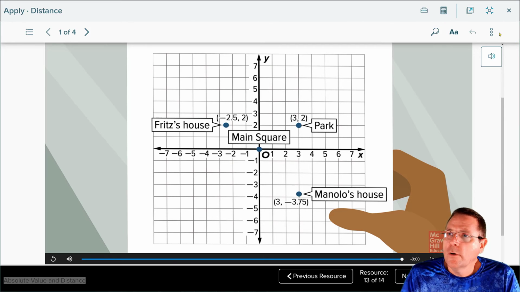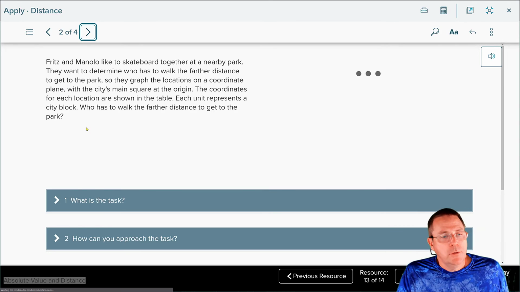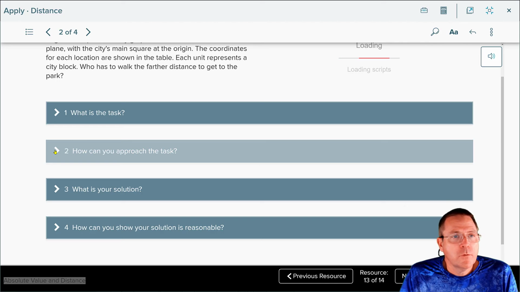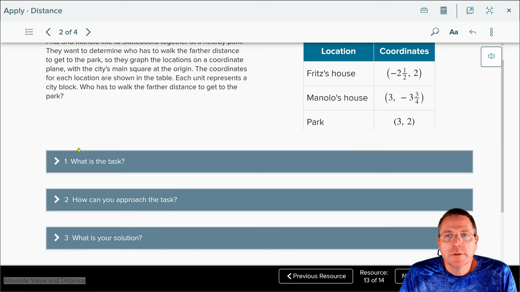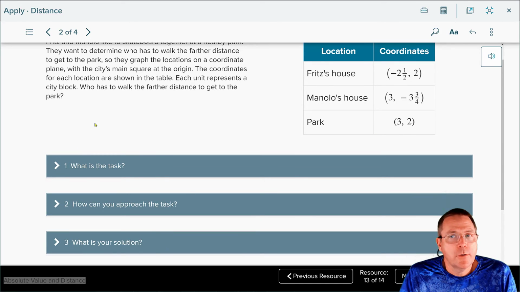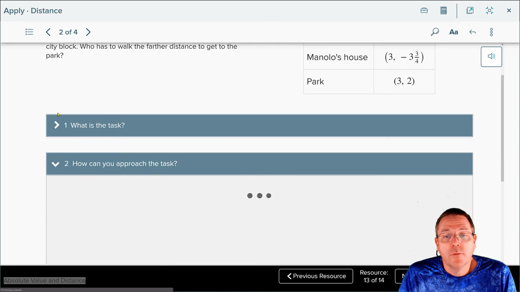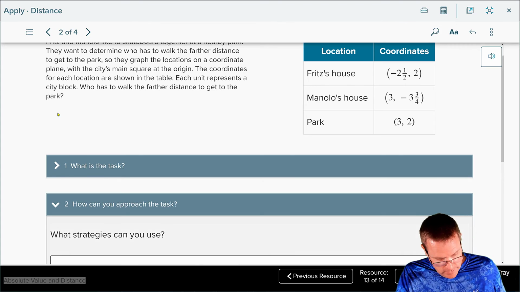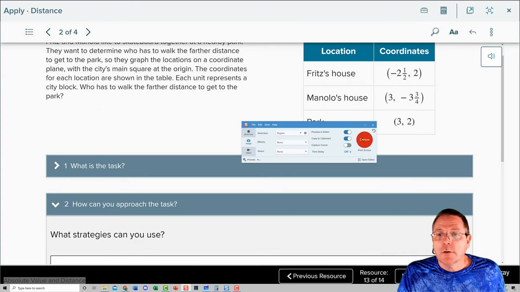Alright, well let's take a look at that. That doesn't look too hard at all. What we're going to need to do when we're solving this, so what's our approach going to be? My approach is going to be, I'm going to find out how far it is from Fritz's house to the park, and then I'm going to find out how far it is from Manolo's house to the park, and then after that, all we have to do is see whose is going to be the greater distance. So, let's start off with a good screenshot to work with here.